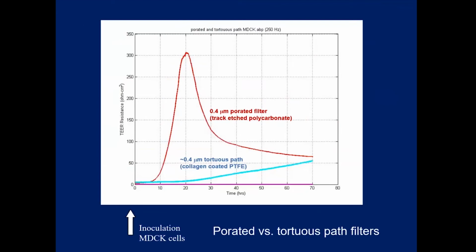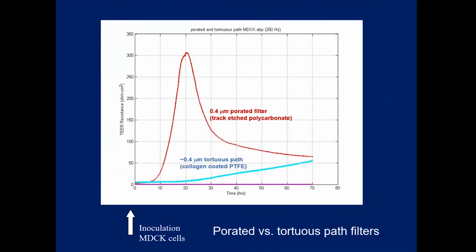But notice with tortuous path, we lose that large peak that comes about when you use the 0.4 micron pore-rated filters, suggesting that peak is due to the fact that the pores are actually blocked before the cells come up on their adhesion plaques, accounting for that peak. That's something we want to verify more, but that's what these data would suggest.